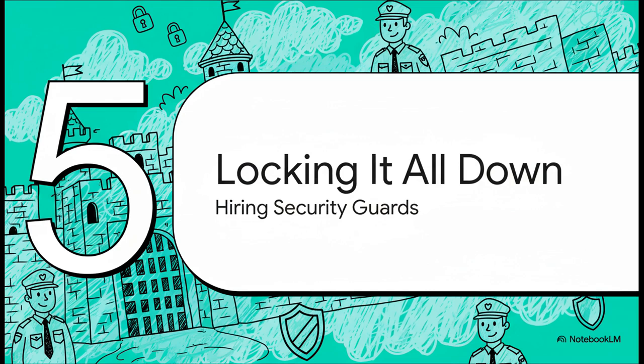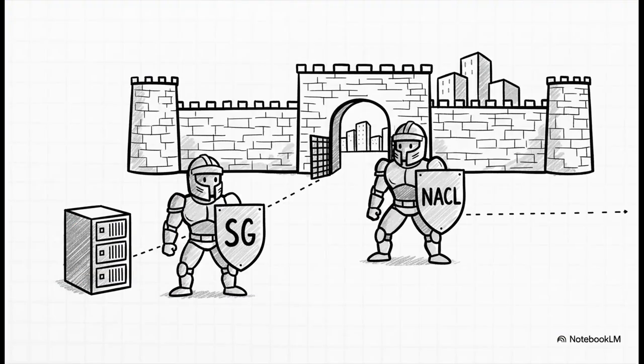Okay, the walls are up, the zones are marked, the gates are installed. We're getting close. Now it's time for probably the most critical step of all, hiring the security guards who are going to patrol the grounds and check everyone's ID. Now, your fortress actually comes with two different kinds of security guards, and they operate on totally different levels. You've got security groups, and you've got network access control lists, or NACLs for short. And let me tell you, understanding how these two are different is absolutely essential to keeping your fortress secure.